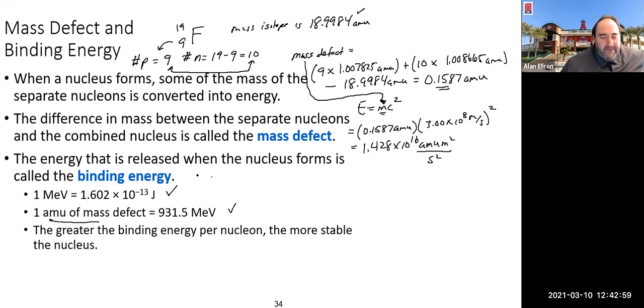What is a joule? You might remember this relationship, that a joule is a kilogram meter squared per second squared. So we're very close here. We have meter squared per second squared on top, but we have AMU. So we could do a conversion where we take our 1.428 times 10 to the 16 AMU meter squared per second squared.